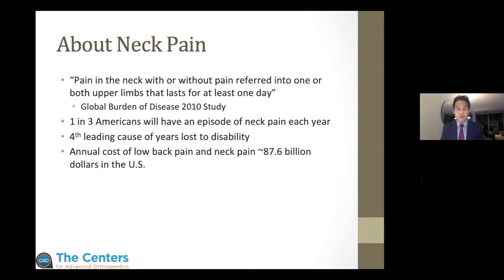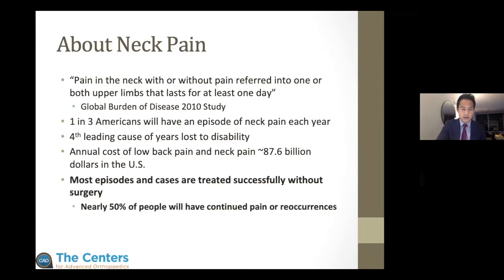To start the discussion, neck pain is described as pain in the neck with or without pain referred into one or both upper limbs, and it lasts for at least 1 day. This is a significant and very prevalent issue here in the United States, with 1 in 3 Americans having an episode of neck pain at some point each year. It's the 4th leading cause of years lost to disability, according to many studies. And the annual cost of low back and neck pain in the United States approaches $90 billion. So it's a very significant issue that many people will experience throughout their lifetime.